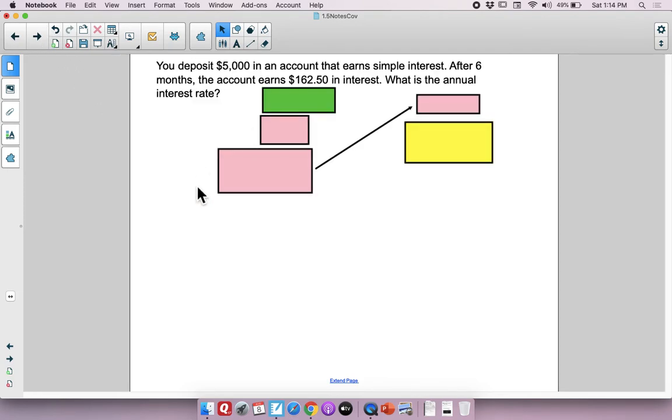Okay, now we're going to use that interest equals P times R times T. You deposit $5,000 in an account that earns simple interest. After 6 months, the account earns $162.50 in interest. What is the annual interest rate? So again, probably want to write the formula to start with, just to remind you what it is, right? And then what do we have? Let's see, we have 5,000, which is the principal. 6 months, right? So the time there is 6 months. And we know I is 162.5. So we're trying to solve for R here.